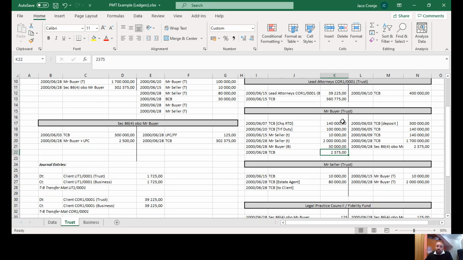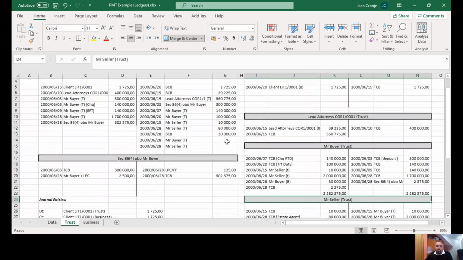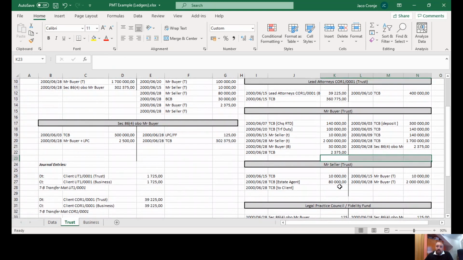Okay, so to get this to balance down to 0, I need a debit entry there. How are we going to pay this to him? We're going to pay this out of our normal bank. So our bank account, we're going to credit 2375 and debit side of the transaction will be Mr. Buyer's trust account. Okay, so that now balances. We don't owe him anything. He doesn't owe us.